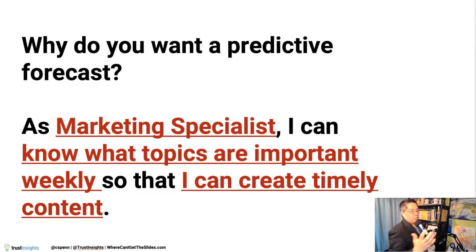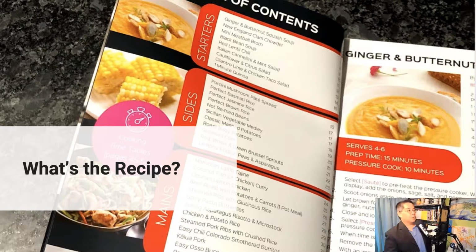Now you see, what the CMO needs and what the marketing specialist needs are very, very different. So when it comes to predictive analytics, we want to make sure that we are collecting these user stories in advance so that we are building the right kinds of forecasts. So that's step one. Know who you're cooking for.